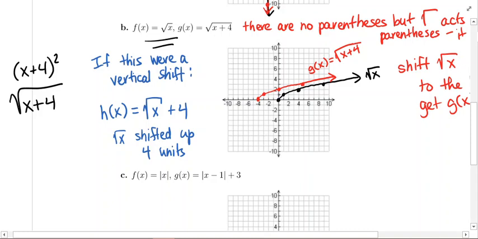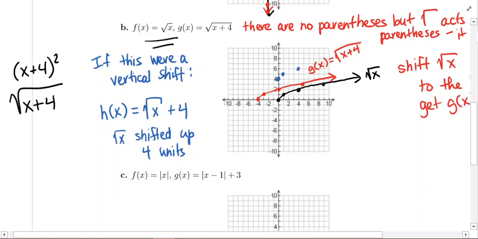Okay, so you would take the origin and go up 4 units, so you would end up at (0, 4). You would take the point at (1, 1), go up 4 units, and end up at (1, 5). You would take the point at (4, 2) and go up 1, 2, 3, 4. Okay, you would end up at (4, 6).